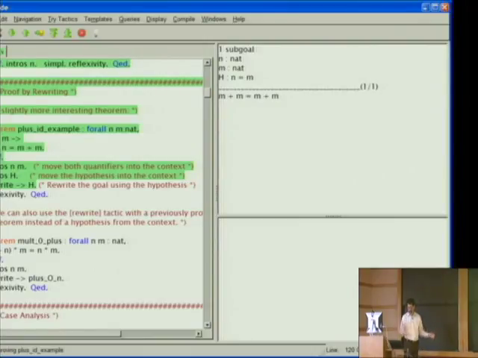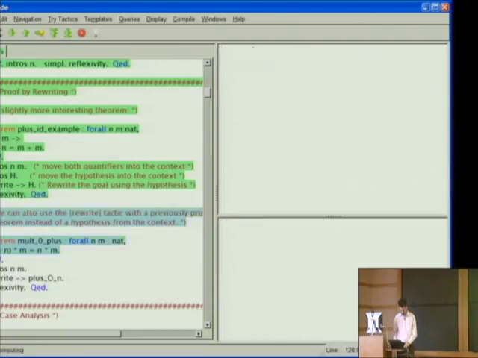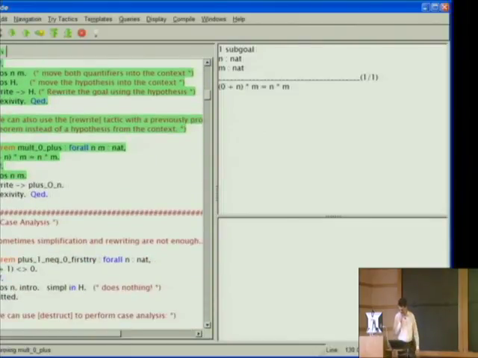And really, this is a consequence of sort of Leibniz equality. All right, so now we have m plus m equals m plus m, which is proved by reflexivity. OK, so here I want to prove that 0 plus n times m equals n times m. And here's an example of doing rewrite not by a hypothesis, but by a previously proved theorem. That 0 plus n equals n.